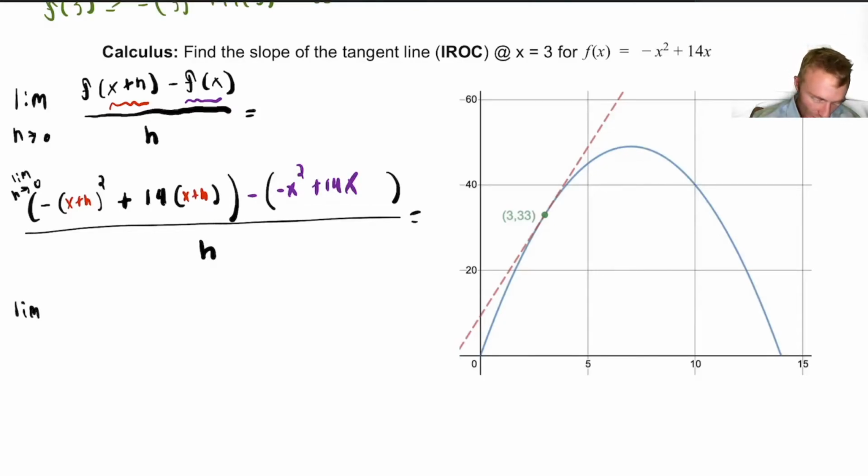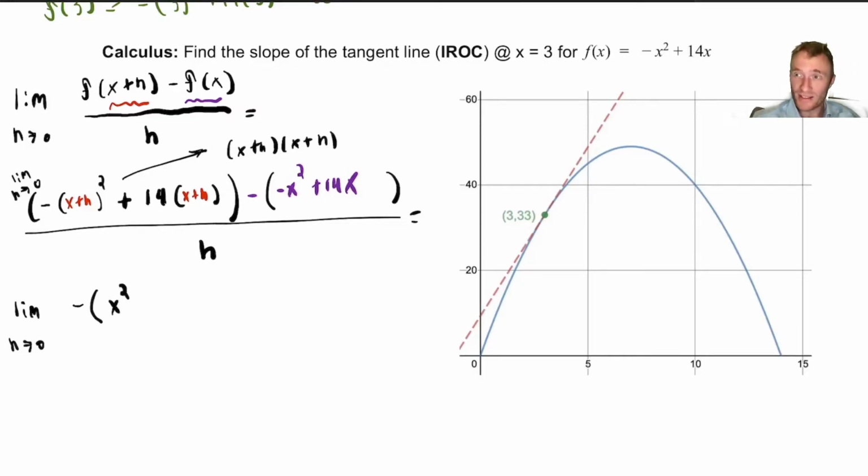This is the same thing as the limit as h approaches 0 of, right, negative x plus h squared. If we binomial multiply, so if we expand this out, that's x plus h times x plus h. We'll have x squared, we'll have xh times xh, plus 2xh plus h squared. Woo! Now we're cooking.